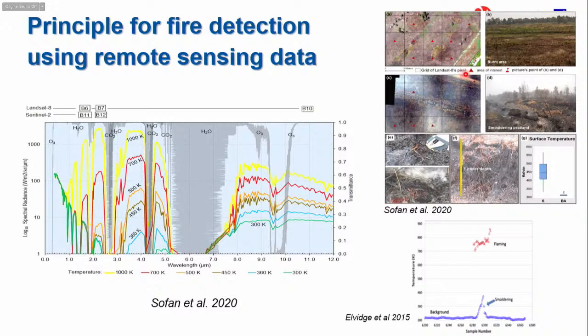Okay. So we have here the drone images, here is the burn area and the smoldering peatland here, and then we do also collection.